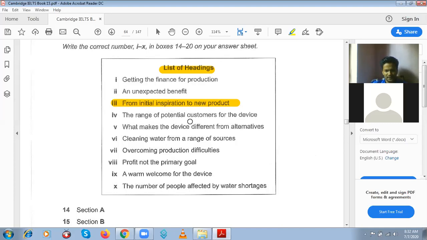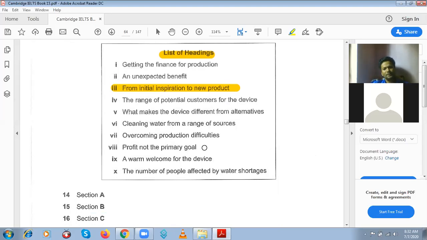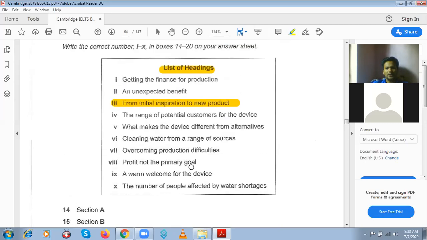The range of potential customers for the device: nothing about potential customers. What makes the device different from alternatives? Nothing about this. Cleaning water from a range of sources: nothing about water sources. Overcoming production difficulties: nothing about this. Profit not the primary goal: doesn't make sense. A warm welcome for the device: nothing about a warm welcome. The number of people affected by water shortage. So the answer is absolutely from initial inspiration to new product.